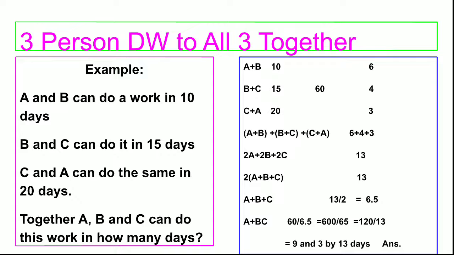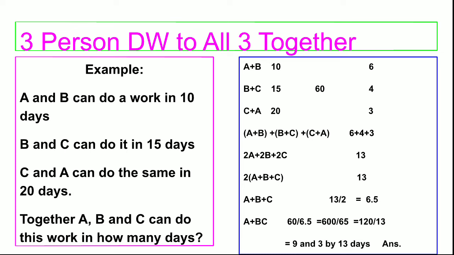Here the example is: A and B can do a work in 10 days, B and C can do it in 15 days, C and A can do the same in 20 days. Together, A, B and C can do this work in how many days? Here I have shown A plus B taking 10 days, B plus C taking 15 days, C plus A taking 20 days.